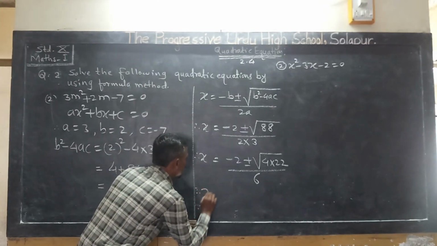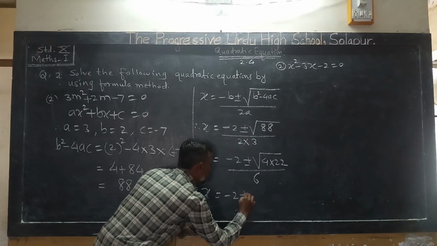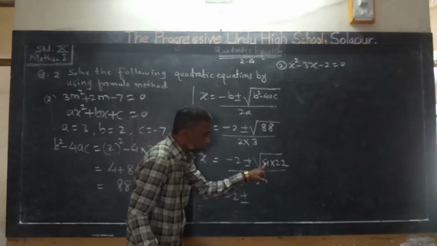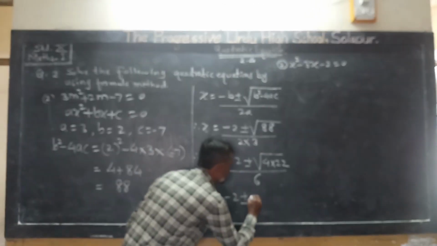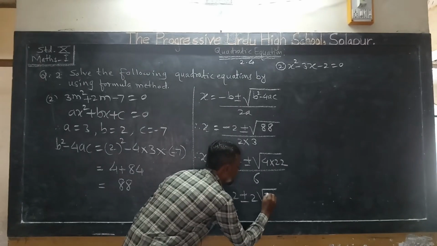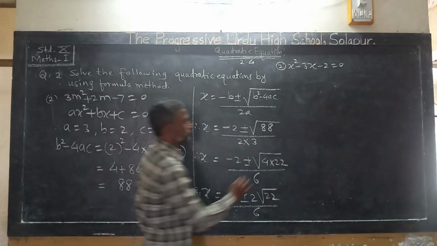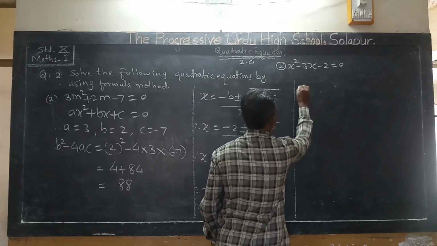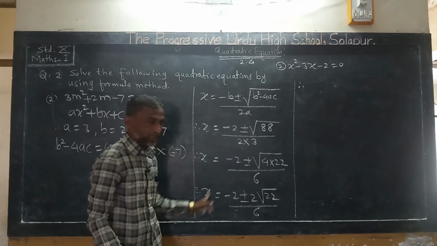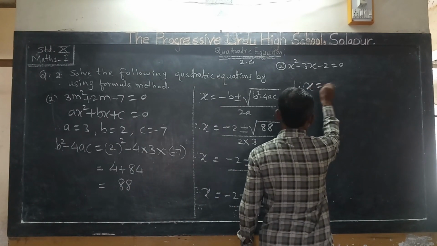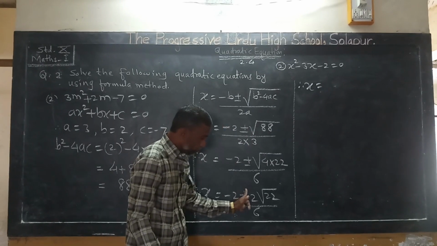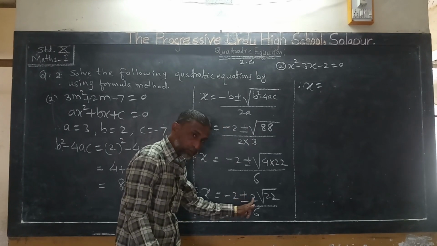Therefore x is equal to minus 2 plus minus. Now take the square root of 4, which is 2, under root 22 upon 6. Therefore x is equal to minus 2 plus minus 2.